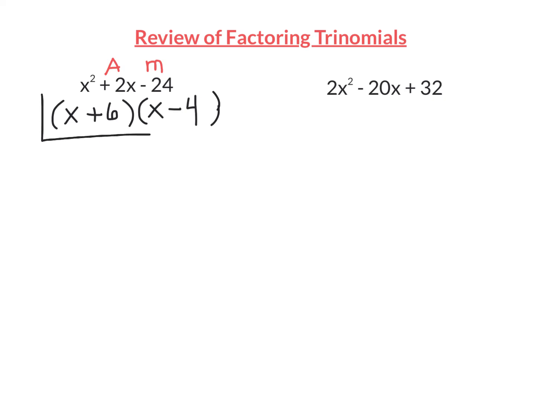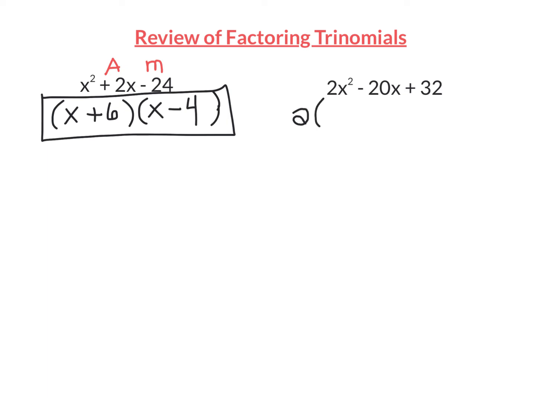That is factored. Now, if you take a look at the next one over here, what you may notice is that all of these terms are divisible by 2. Okay, if you can pull out a greatest common factor, if there's something that divides evenly into all three terms, you want to do that before you start. All right, so this is what we do with the greatest common factor. So our greatest common factor is a 2.